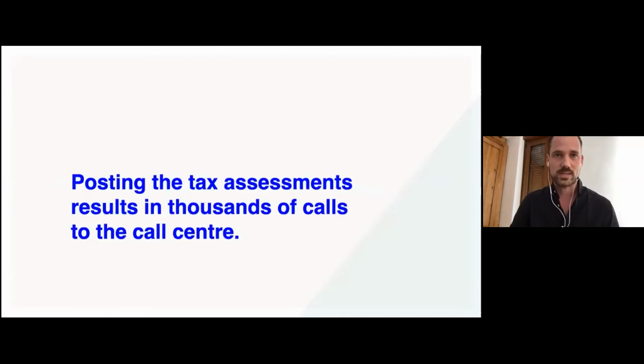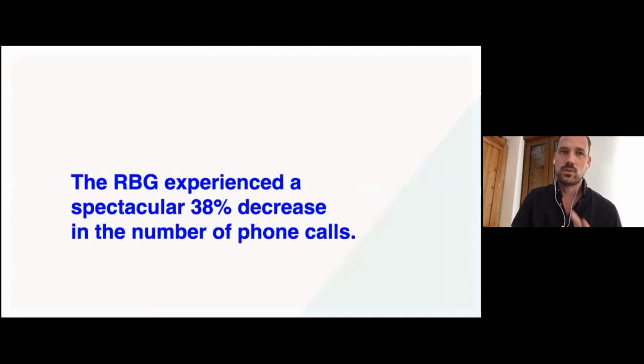And with every tax assessment they sent, they received thousands of calls to their call center. And this was putting enormous pressure on the team answering all these calls and questions. In 2020, for the first time in years, the RBG experienced a spectacular 38% decrease in the number of phone calls they received on their call center, which turned out to be a huge saving, of course.